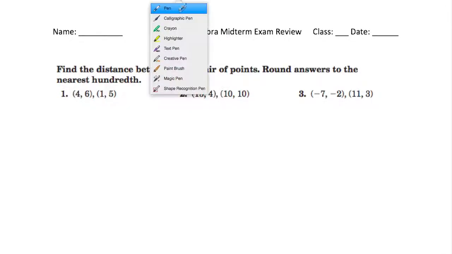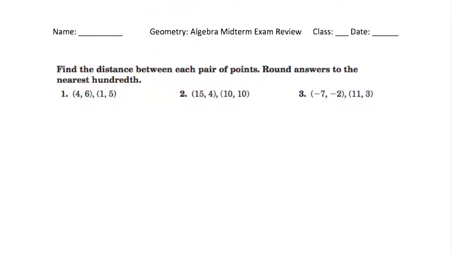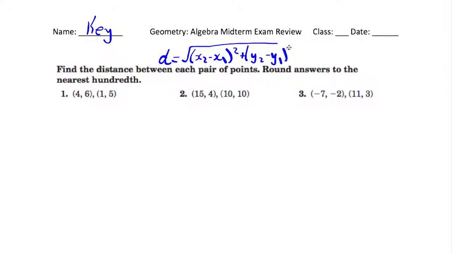Okay, so even though we are in geometry, we have a little bit of algebra that we need to review for our midterm exam. So the key here is we have three problems that ask for the distance between these 2 points. Well, distance formula is going to be equal to the square root of x2 minus x1 squared plus y2 minus y1 squared. And that's going to be true for all these.